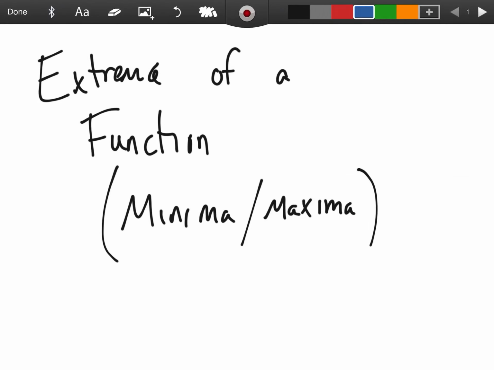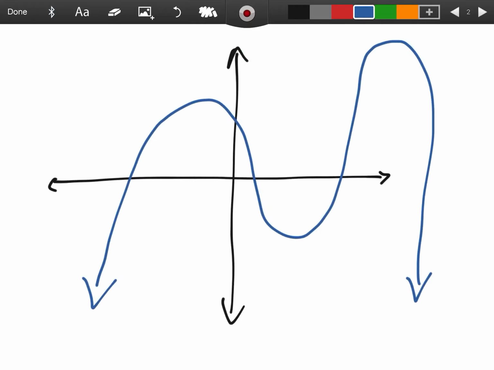In this video, we are going to be talking about the different extrema of a function. The word extrema might sound intimidating, but it's really just the minimum and maximum values of a function. For now, we're just taking a look at a graph and trying to understand from the graph what our extrema are. So if we take a look here, I've just sketched this random curve.